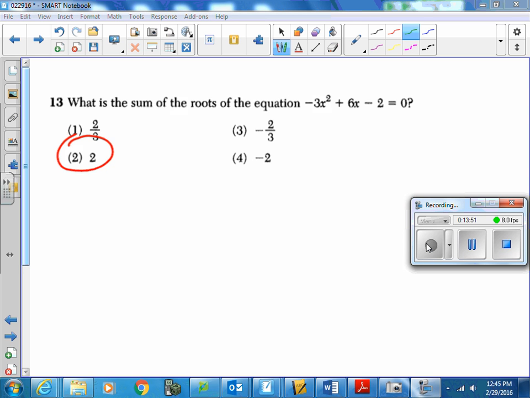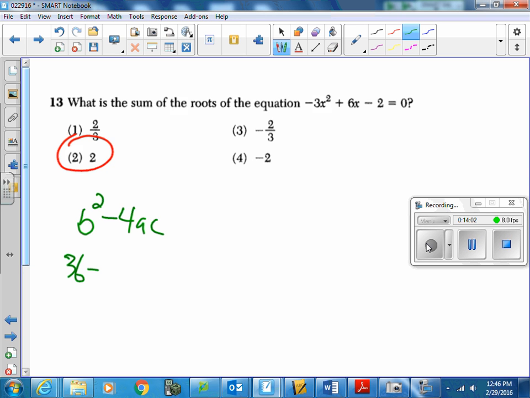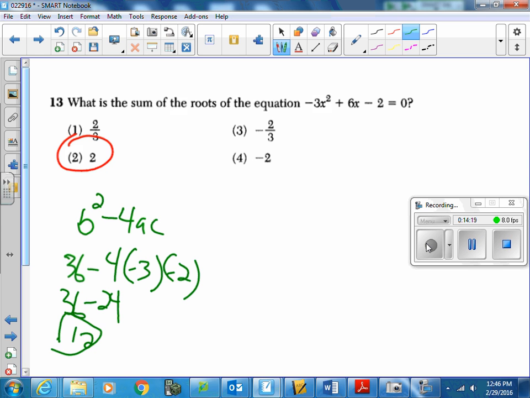Now, before I solve it, I'm going to look at the discriminant. And the discriminant is b squared minus 4ac. So that's going to be 36 minus 4 times -3 times -2. So it's actually 36 minus 24, which actually gives you 12. That is your discriminant. What that tells me is the fact it's not a perfect square means that this will not factor. It also tells me that my solutions are going to be irrational.